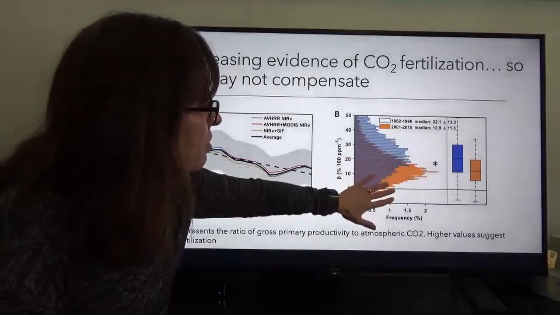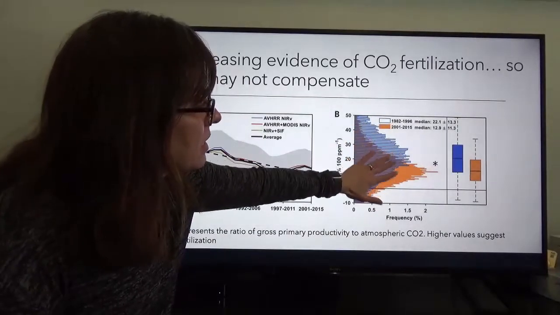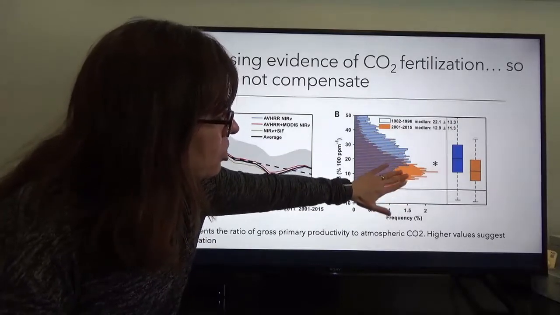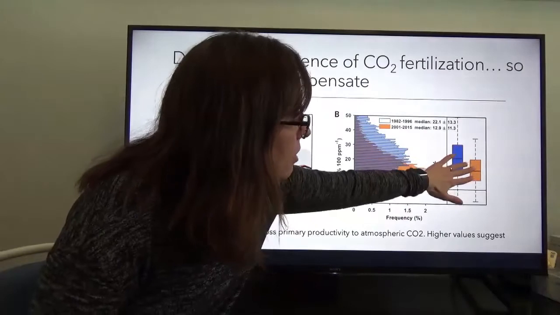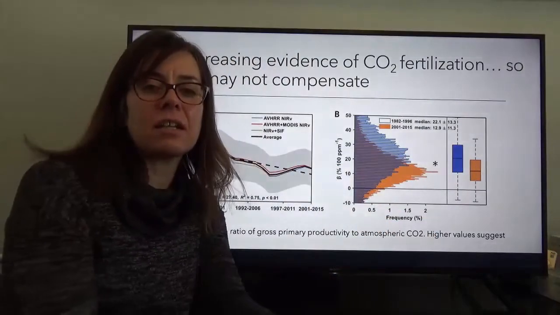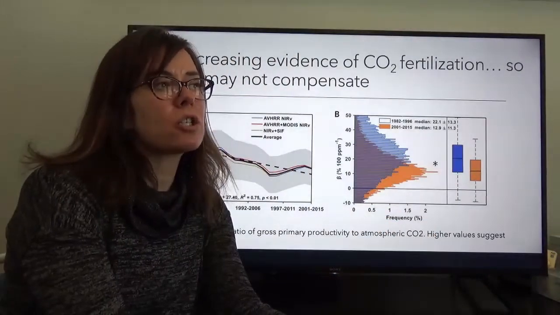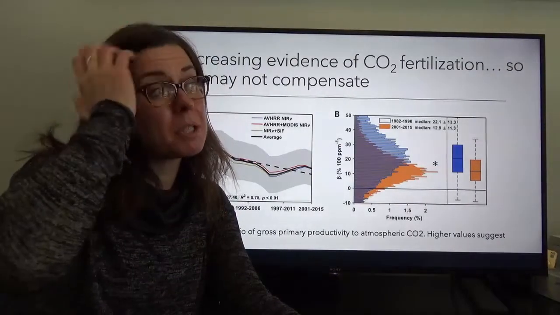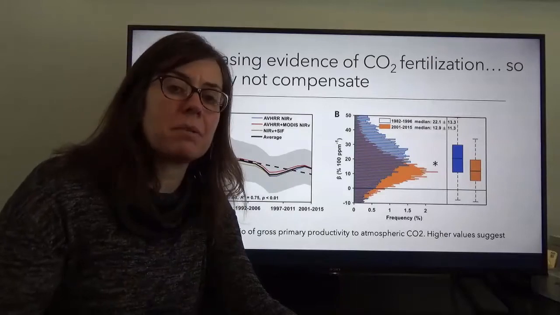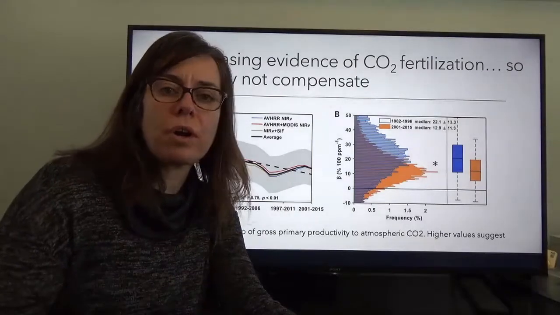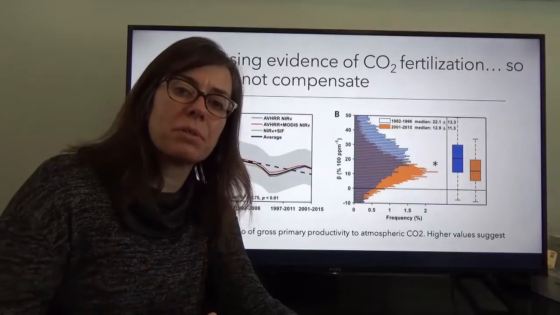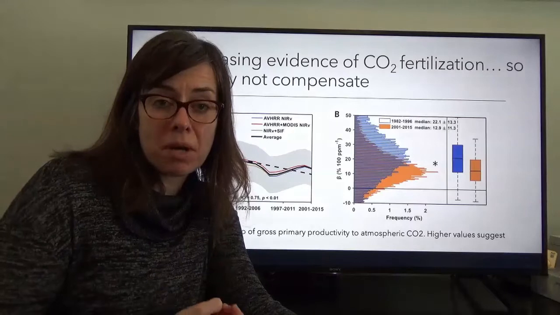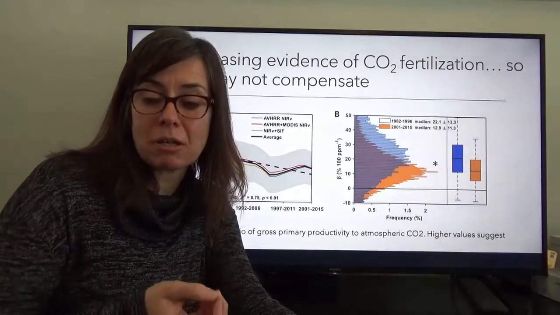And if you look between two time periods, 1982 to 1996 versus 2000 to 2015, we see this downward shift, a lower value in the later time period, suggesting that the efficiency of the response to elevated CO2 is decreasing through time. And the idea is that probably this has to do with other things becoming limiting, so soil nutrients, water availability, that there are other resources that plants need that have become limiting, not allowing them to respond positively to this enhanced CO2 concentration.